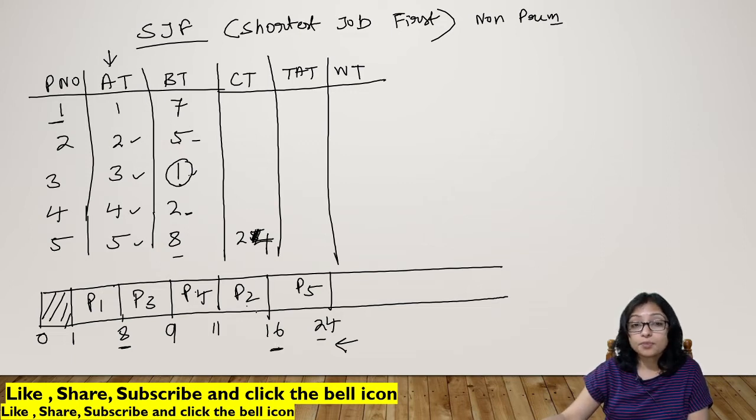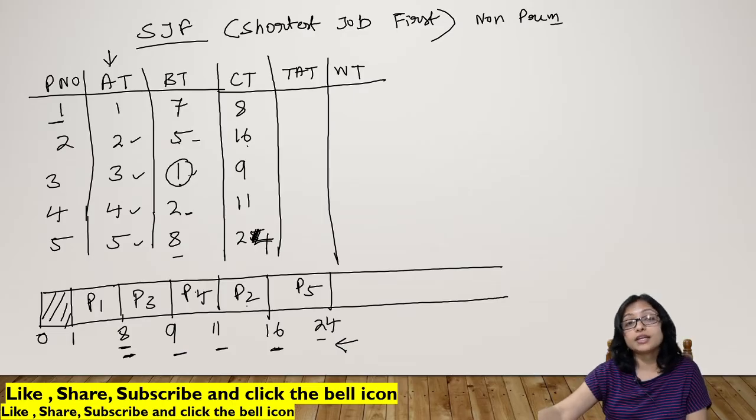Who is 16? P2 is 16. So P2 is 16. Here it is 11. Who is 11? P4 is 11. Put here 11. 9. Who is 9? P3 is 9. And here 8. Who is 8? P1 is 8. So in that way fill it so that there will be no mistake.